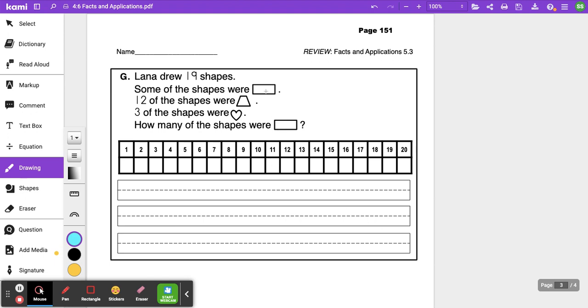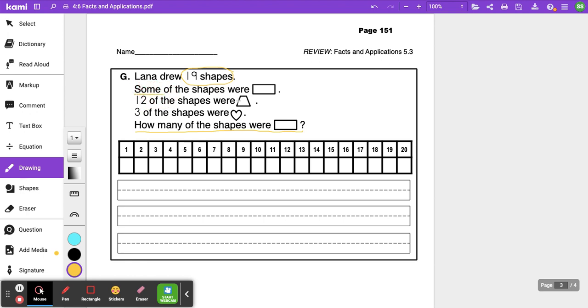How many shapes did she draw in all? 19. And then we have 3 groups, 3 parts: rectangles, trapezoids, and hearts. Okay, let's start underlining and circling. First, I want to underline the question. How many of the shapes were rectangles? Circle information. I go back through each line and circle important information. Lana drew 19 shapes. I need to know how many and what they were. 19 shapes.